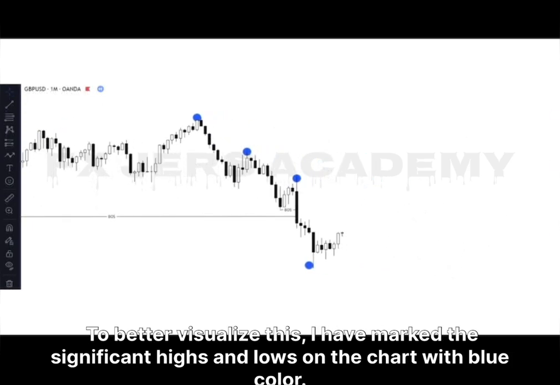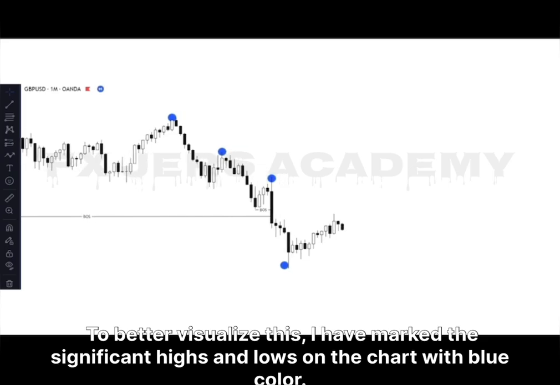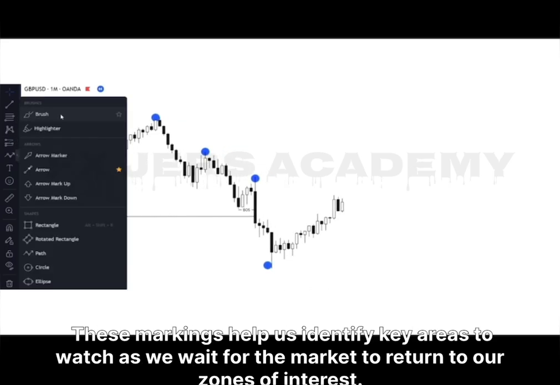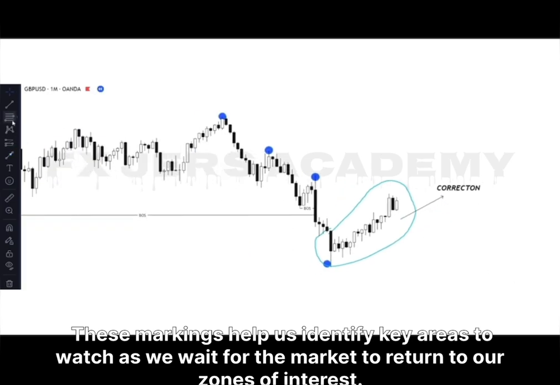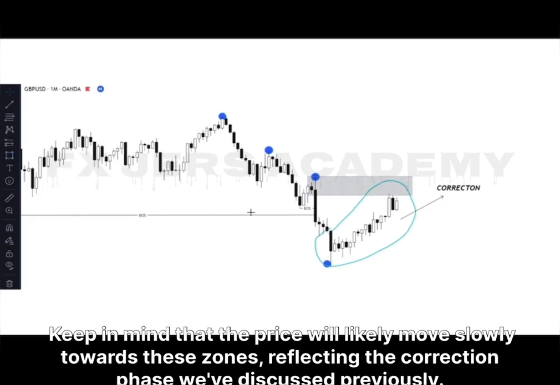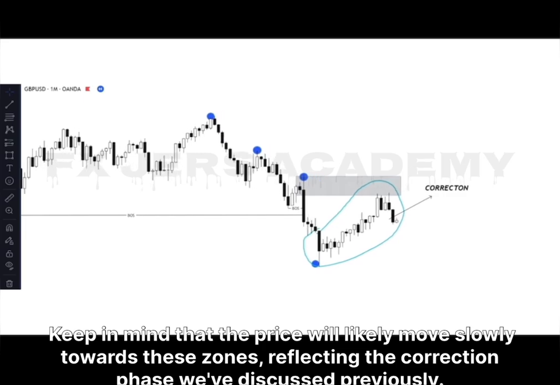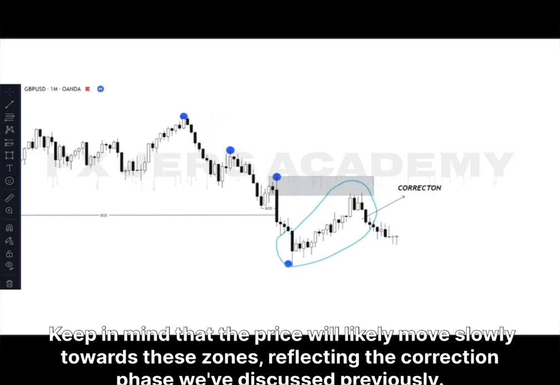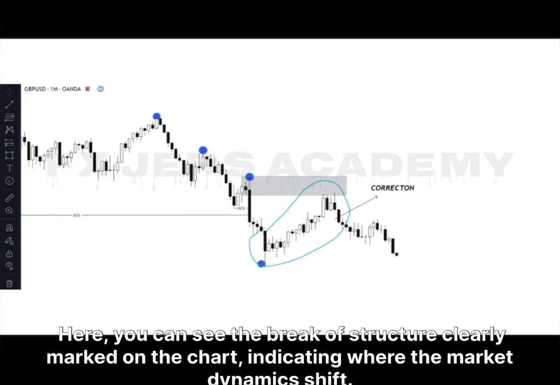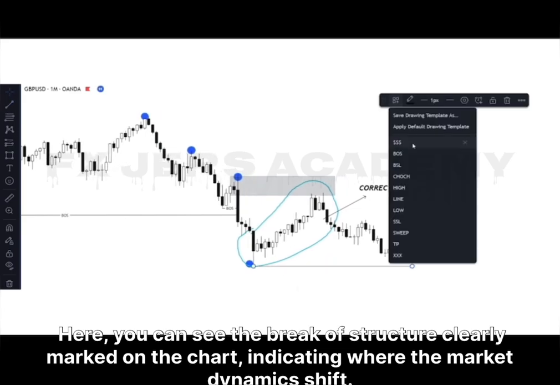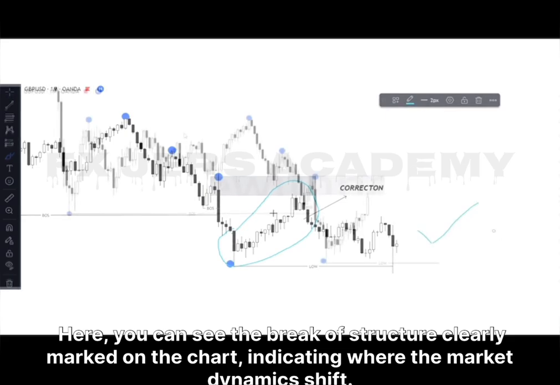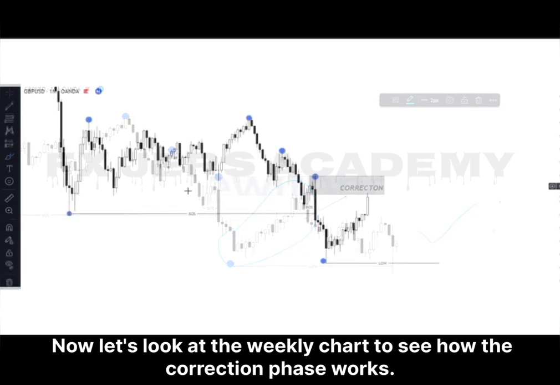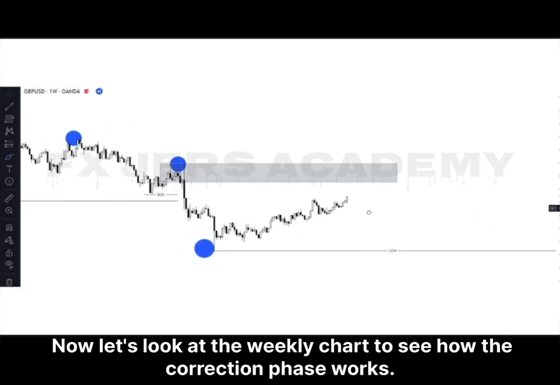To better visualize this, I have marked the significant highs and lows on the chart with blue color. These markings help us identify key areas to watch as we wait for the market to return to our zones of interest. Keep in mind that the price will likely move slowly towards these zones, reflecting the correction phase we've discussed previously. Here, you can see the break of structure clearly marked on the chart, indicating where the market dynamics shifted. Now let's look at the weekly chart to see how the correction phase works.